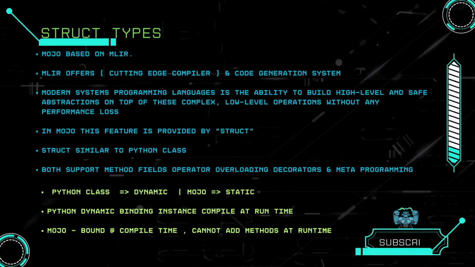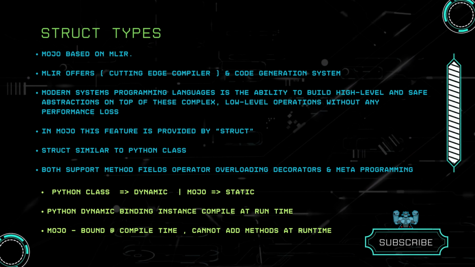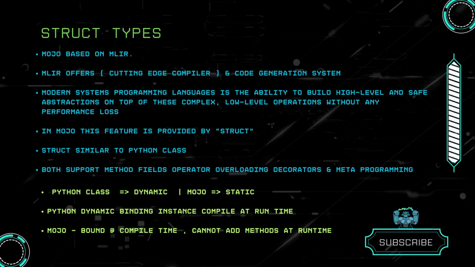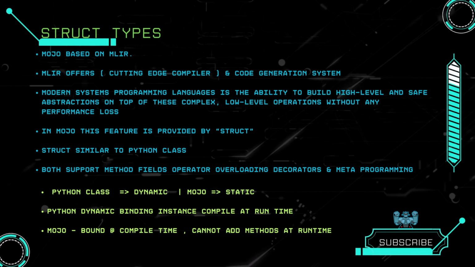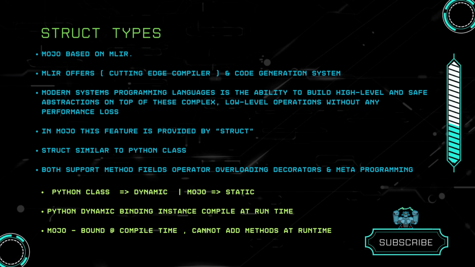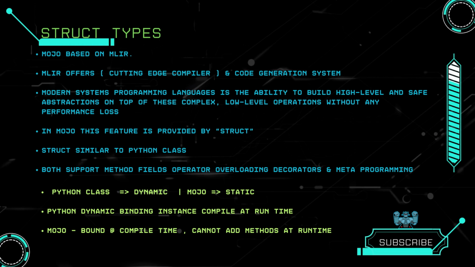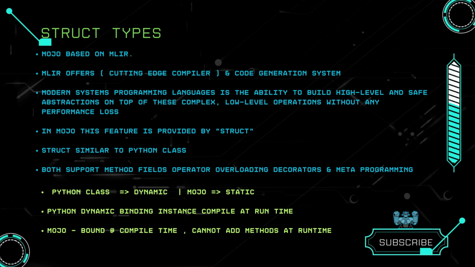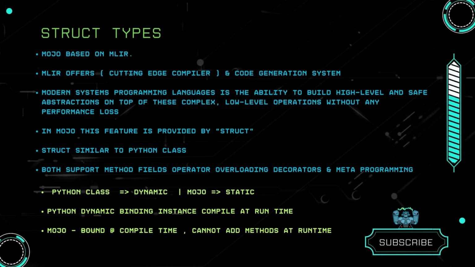Mojo is based on MLIR. MLIR offers a cutting-edge compiler and code generation system. A key feature of modern systems programming languages is the ability to build high-level and safe abstractions on top of these complex, low-level operations without any performance loss. In Mojo, this feature is provided by the struct type.